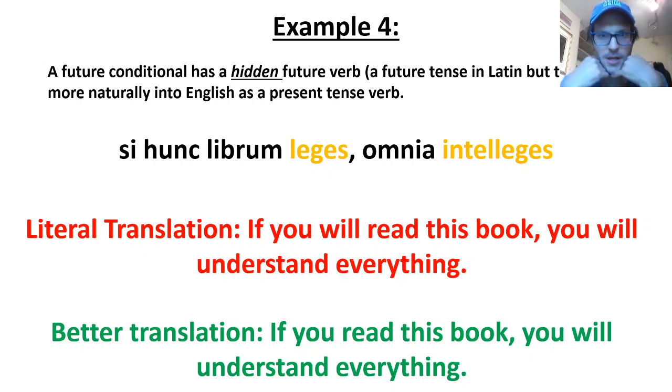So that hidden future verb is leges. It's future tense. You translate it with a future tense in mind, but you'd probably translate it as a present tense verb because it's better, more fluent English.